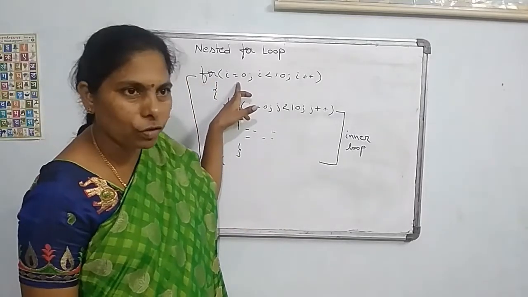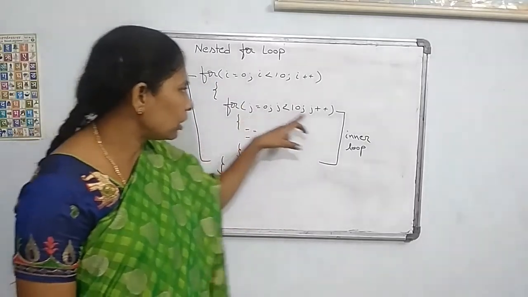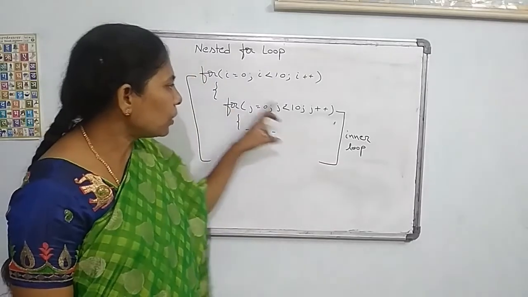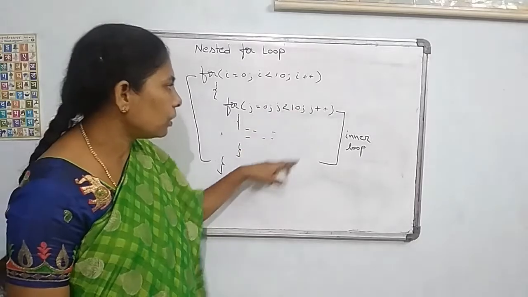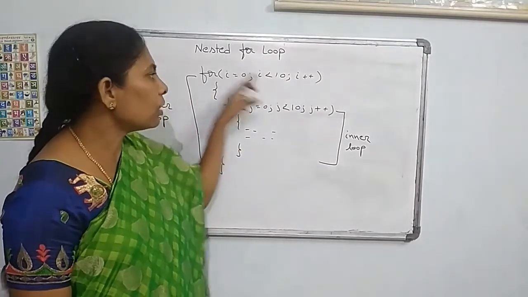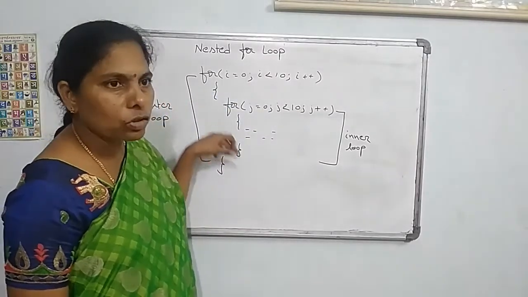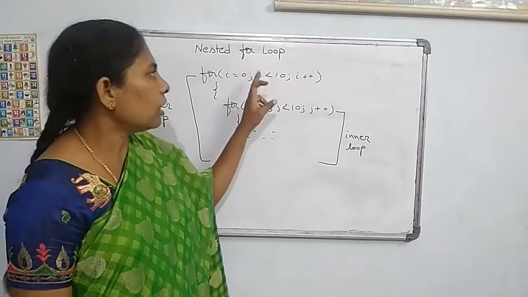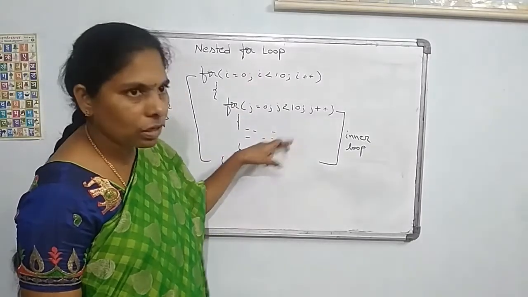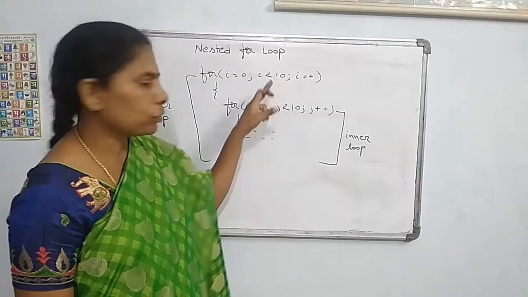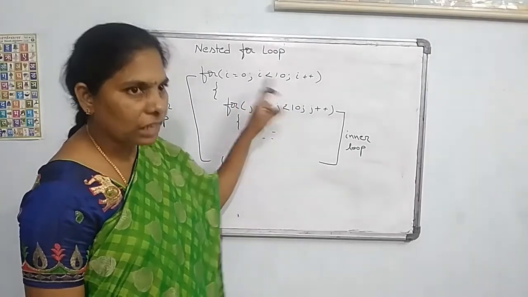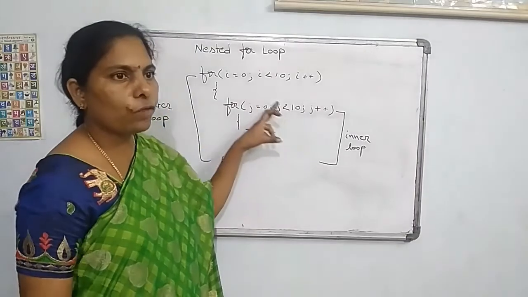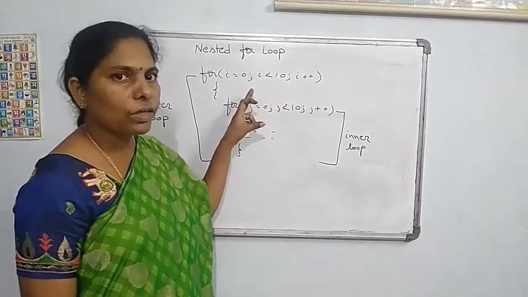Whenever you are in nested for loops, it will execute first: it takes the value i equal to 0 and executes the inner loop. After completion of the inner loop, it increments the i value and again repeats the inner loop. So the execution count is the number of times of the inner loop into the number of times of the outer loop. That means 10 into 10 times it will be executing this for loop.